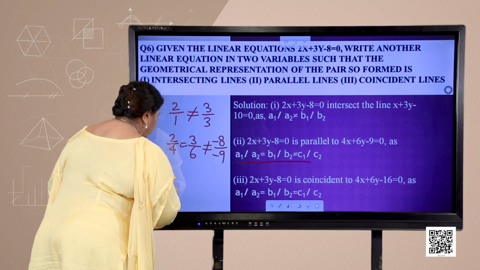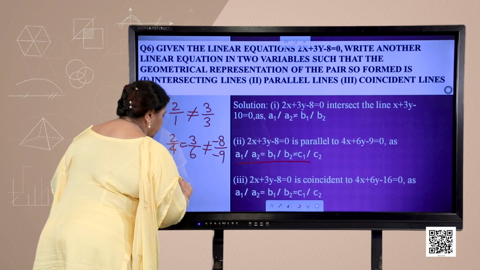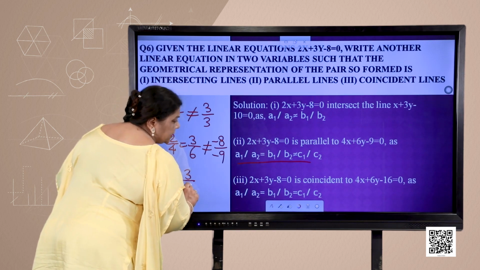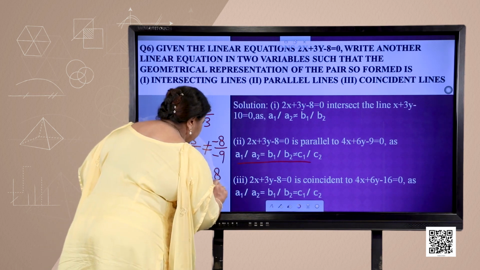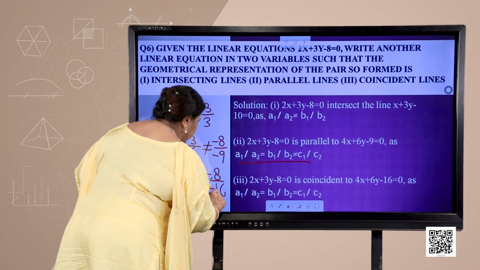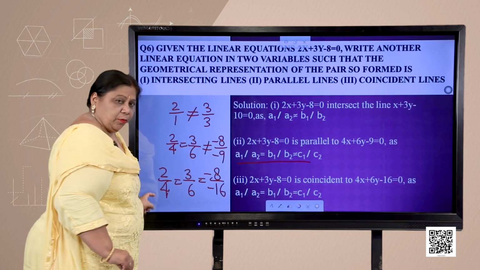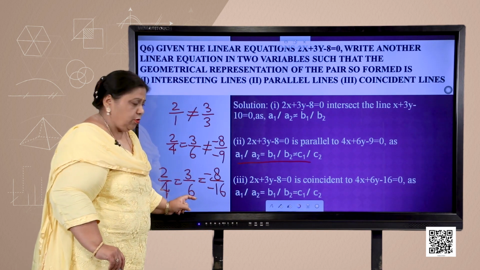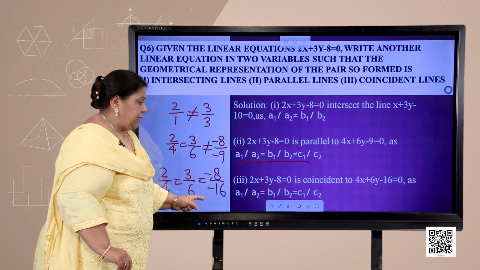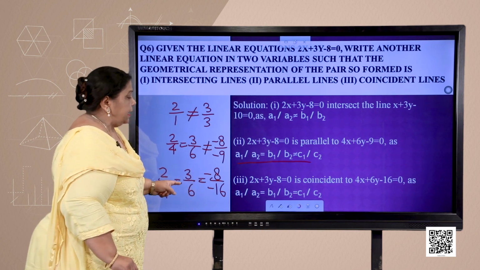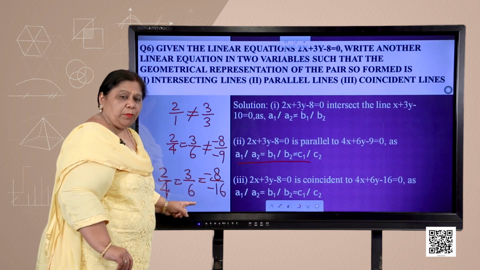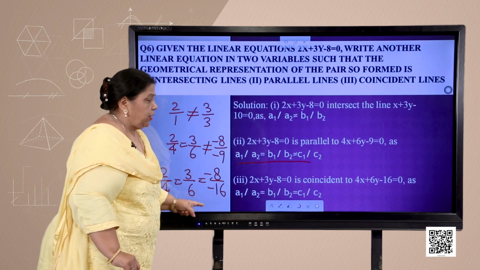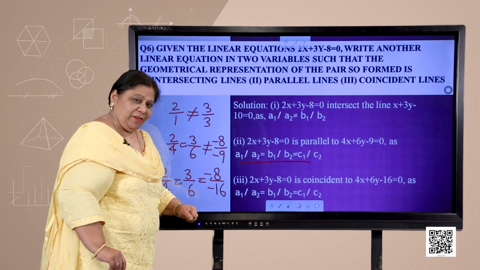Look here, we have 2 upon 4 is equal to 3 upon 6, that is equal to minus 8 upon minus 16. Do you notice 1 upon 2 is equal to 1 upon 2 is equal to 1 upon 2. That means, we get here coincident lines because a1 upon a2 is equal to b1 upon b2, that is equal to c1 upon c2. I hope you have understood this.